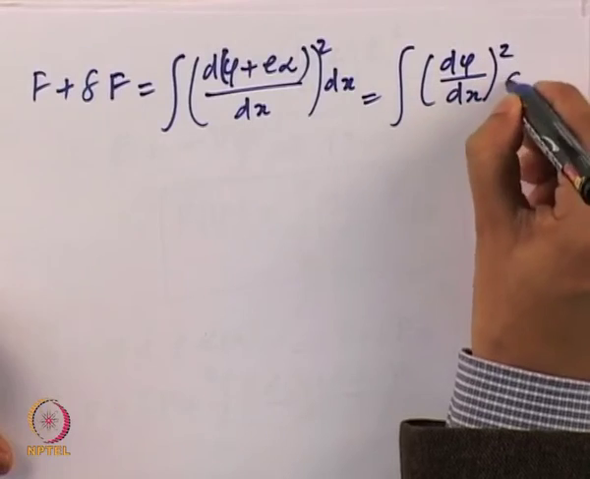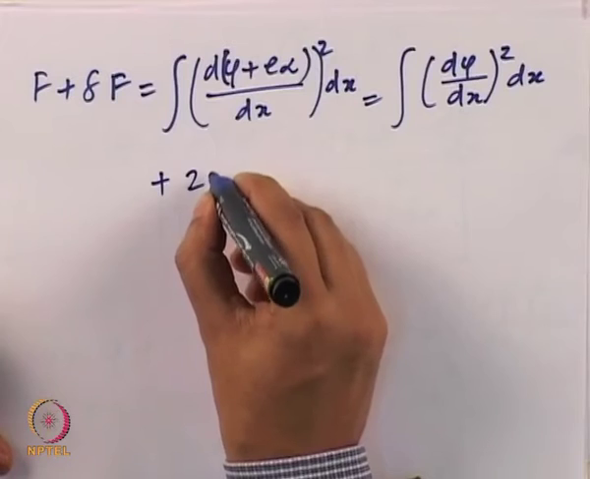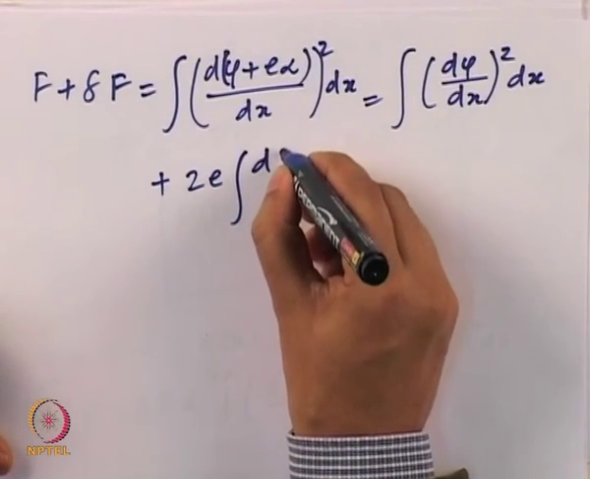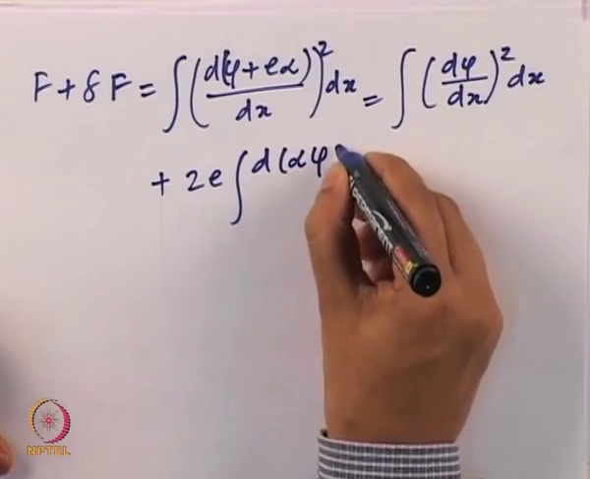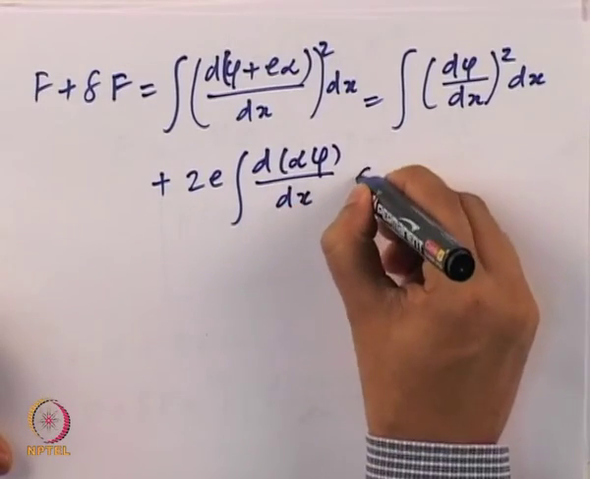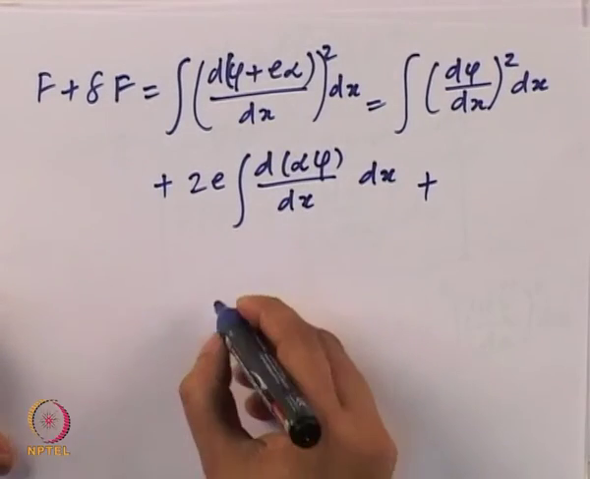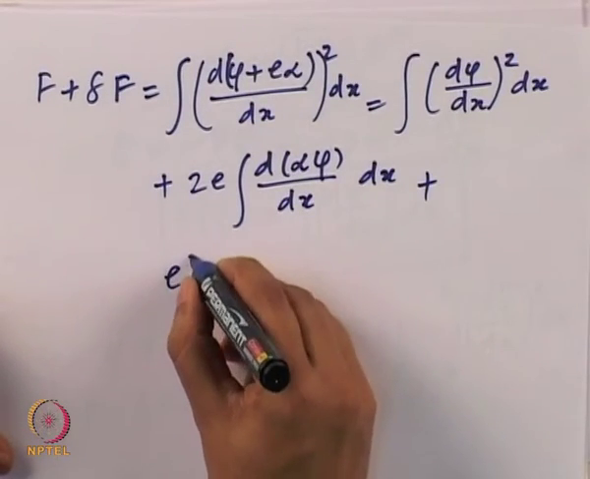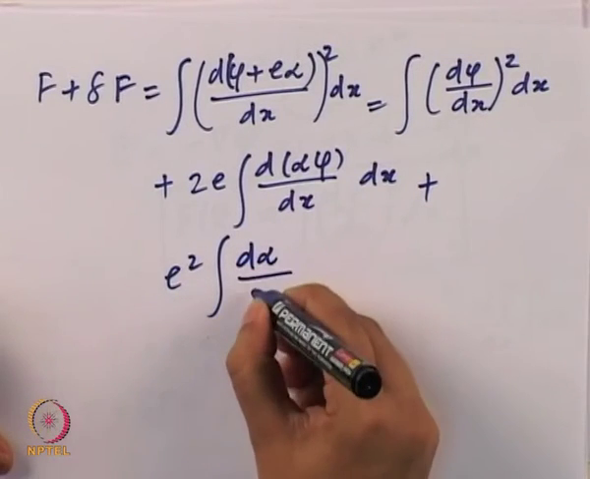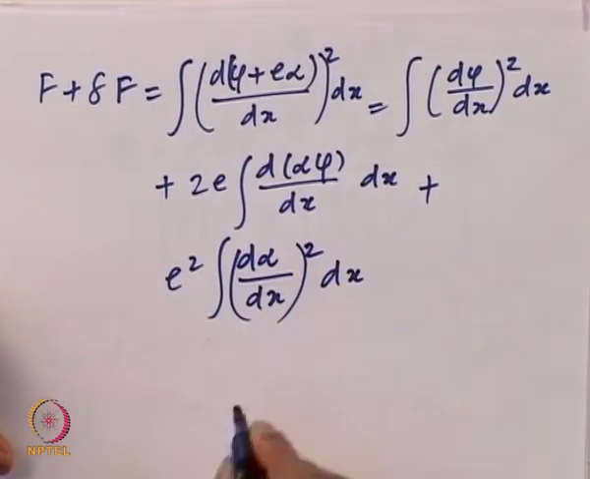is equal to, the first term will be the integral of d phi by dx the whole square dx, plus 2e integral d of alpha phi divided by dx, plus e square integral d alpha divided by dx the whole square dx.